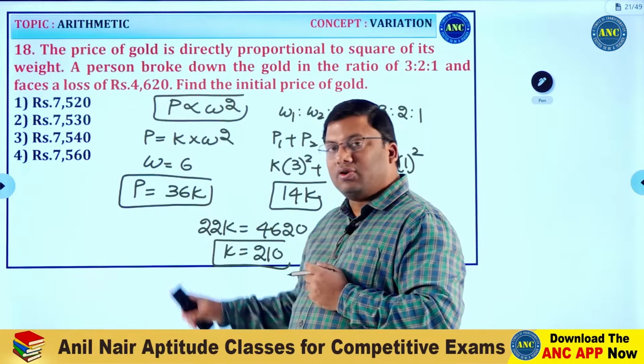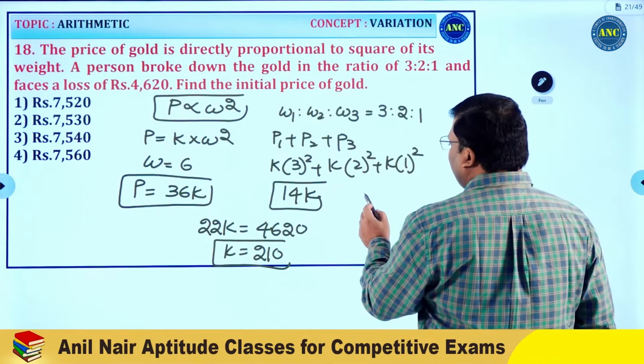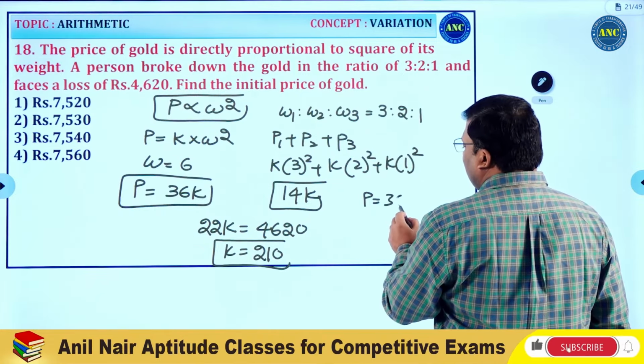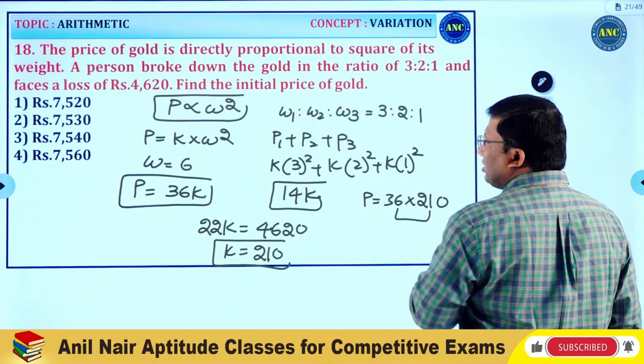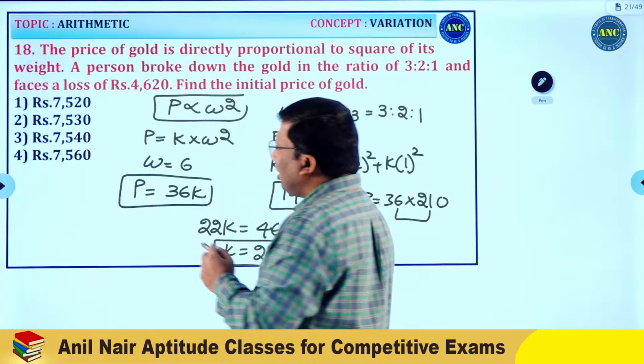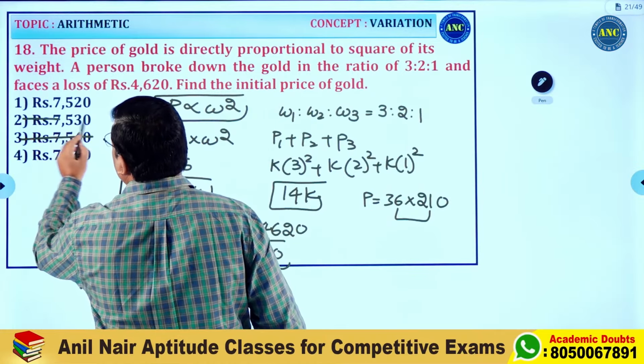What is the question? Initial price of the gold. Initial price of the gold will be 36 into 210. 6 ones are 6. Answer, the rightmost non-zero digit should be 6.